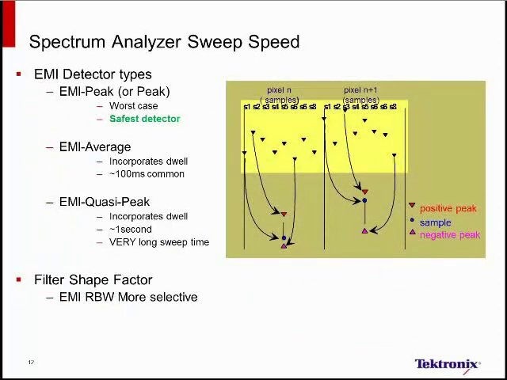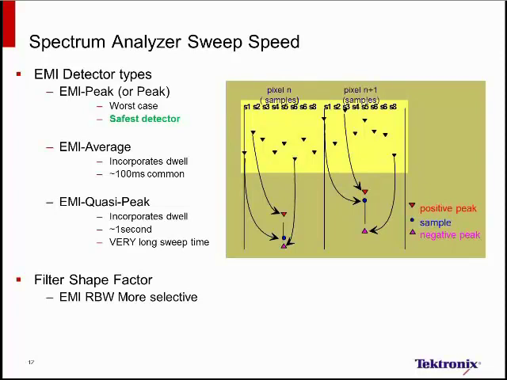When it comes to detectors, and when I'm speaking about detectors, specifically it's about power detectors in EMI receivers versus spectrum analyzers. EMI receivers typically employ an EMI peak, an EMI average, and an EMI quasi-peak. Now, these are the three most popular detectors. I'm going to start at the bottom here. The quasi-peak detector has been around for a long time.